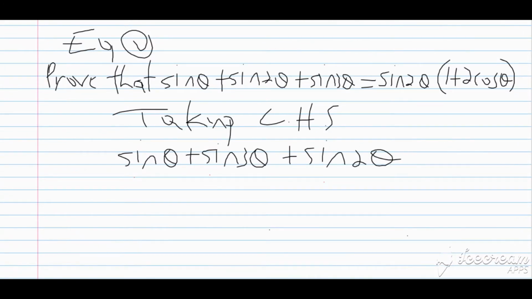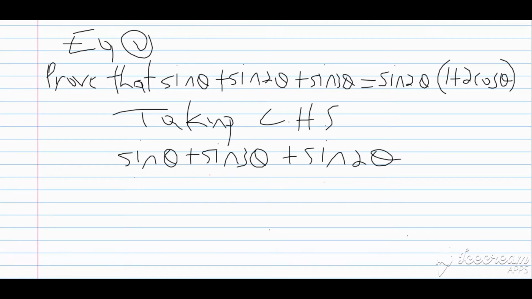Now here's a second example. Prove that the sine of theta plus sine 2 theta plus sine 3 theta is equal to sine 2 theta into (1 plus 2 cos theta). Right away we notice that the left-hand side matches the factor formula. What we are used to seeing is two expressions, but now I have three. That is not a problem. We just have to use what we were used to.